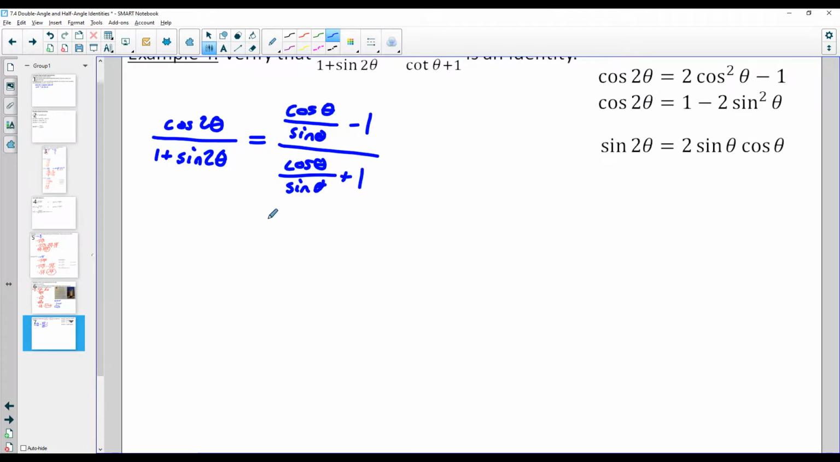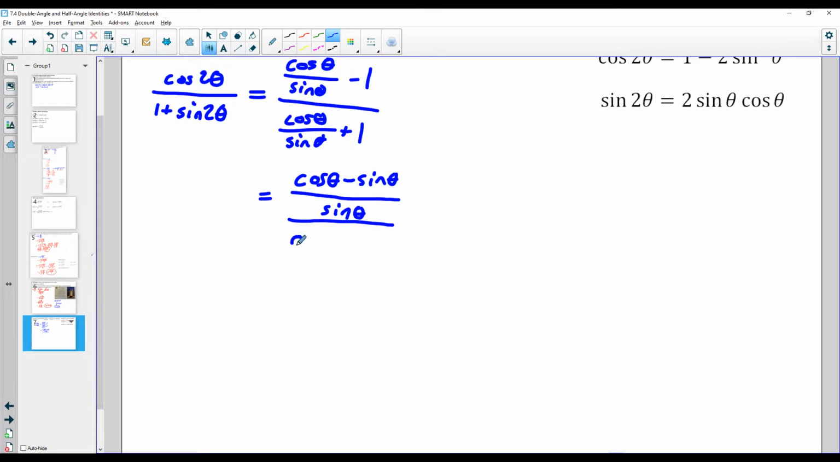All right, and then if I made like terms here, I'd have to multiply this by sine over sine. So I'd get cosine minus sine all over sine theta, all divided by, and if I do the same thing here, I'm going to get sine over sine again. I'm going to have to multiply by sine over sine, but now I would get cosine of theta plus sine of theta all over sine theta. Dividing by a fraction is really multiplying by the reciprocal.